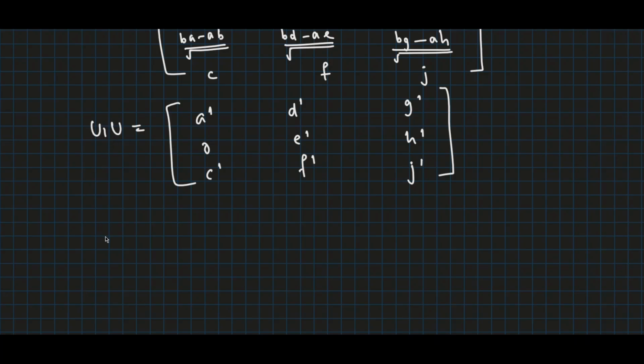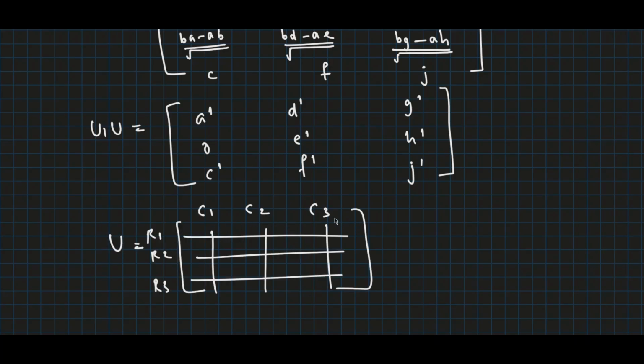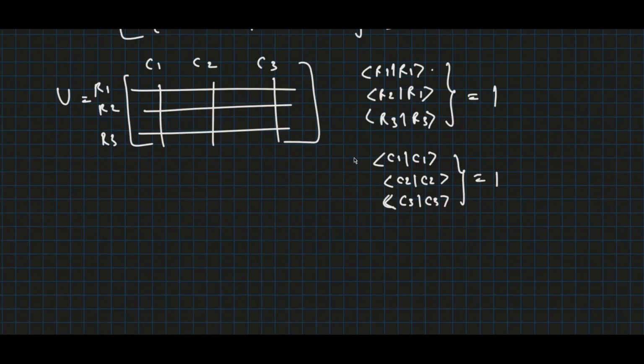which implies all rows and columns of a unitary matrix are orthonormal. That is, for any unitary matrix U equal to this matrix where we have 3 columns C1, C2, C3 and 3 rows R1, R2, R3, the inner product of all the rows would be equal to 1 and the inner product of all the columns would also be equal to 1, since all rows and all columns are orthonormal. Also, all rows and all columns are orthogonal to each other. That is, any row Ri and any row Rj's inner product would be equal to 0. Similarly, any column Ci and Cj's inner product will also be 0 since they are all orthogonal.